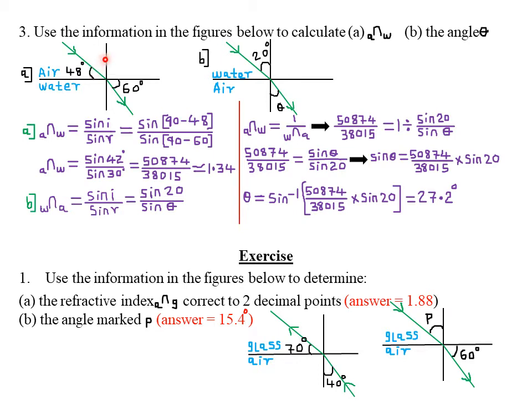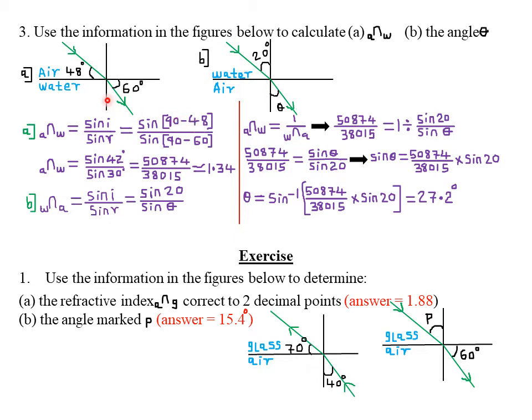Of course, we say that the normal always makes an angle of 90 degrees with the interface. Therefore, if this angle is 48 degrees and the angle between the normal and the interface is 90 degrees, the angle of incidence, which is this angle up here, will be 90 degrees minus 48 degrees. Therefore, sine I is sine of 90 minus 48 degrees.